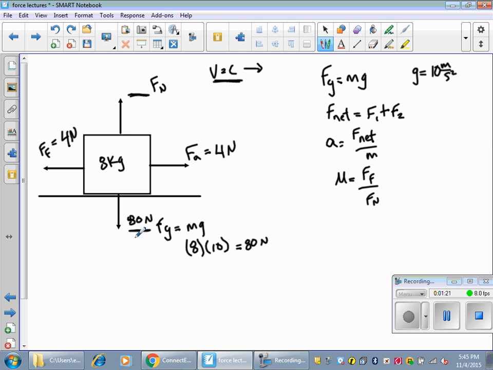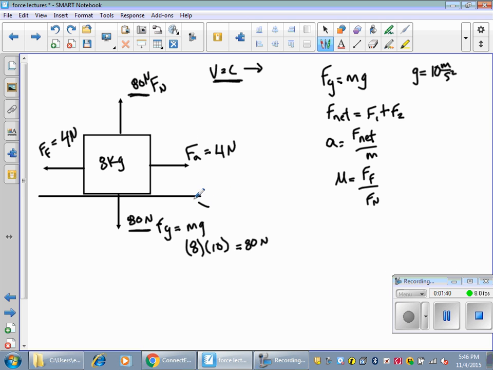Okay, so I know that if I'm on a flat surface, I'm not accelerating up or down. I know this because there's no acceleration. The system is in equilibrium. What's the net force of a system in equilibrium? 0. So I have 80 minus 80. Right? That's how I get a net force of 0. Okay, so done with that.